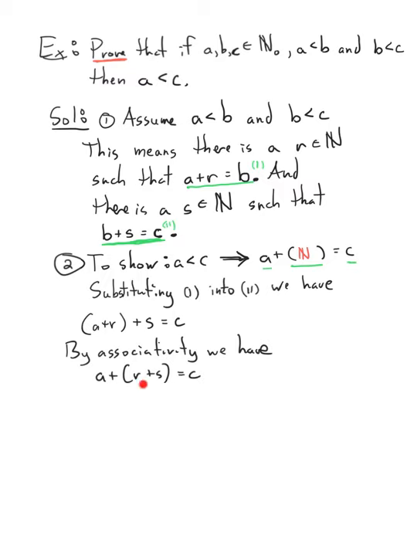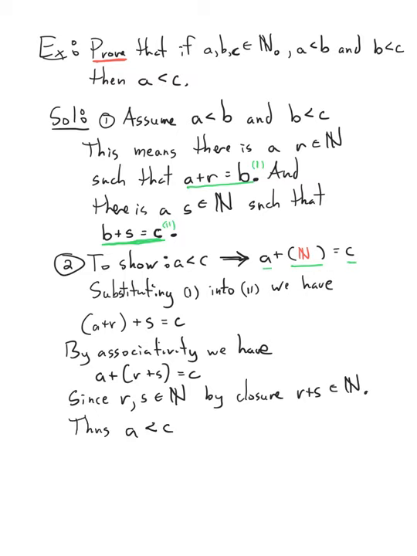And, well, we need that this is a natural number. And we can say, since R and S are natural numbers, remember up here, we said that they were. R is a natural number, S is a natural number. So, we know they're natural numbers. We know by closure that R plus S is also a natural number. So we're done. So the number we add to A to get C is R plus S. This is our natural number. So thus, A is indeed less than C.